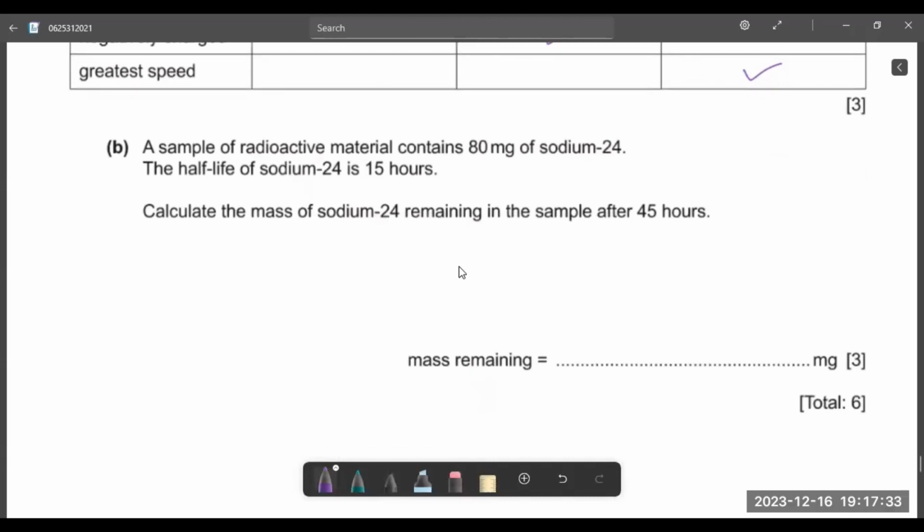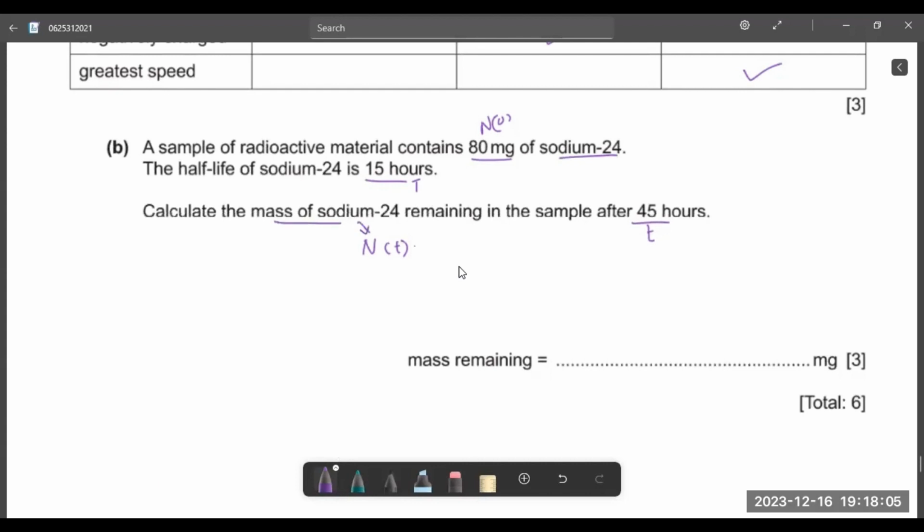A sample of radioactive material contains 80 mg of sodium-24. That is the initial amount, N0. The half-life is 15 hours. So the half-life, capital T, is 15 hours. Calculate the mass of the sodium after 45 hours. Small t is 45 hours. So the final mass we need to find, that is Nt.